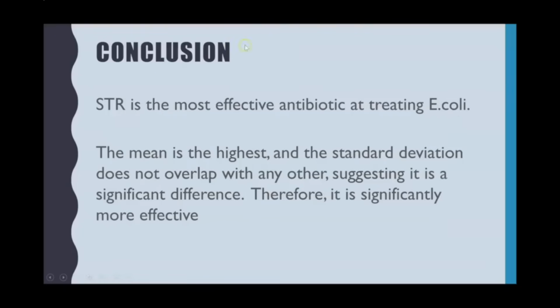So what that means is our conclusion would be STR is the most effective antibiotic at treating E. coli. The reason being that we can see it had the biggest inhibition zone and therefore it killed the most bacteria. That then links to add in your explanation. So the mean was the highest, so it killed the most bacteria. And the standard deviation bars didn't overlap with any others. And that's suggesting it is a significant difference. Therefore, it is significantly more effective.